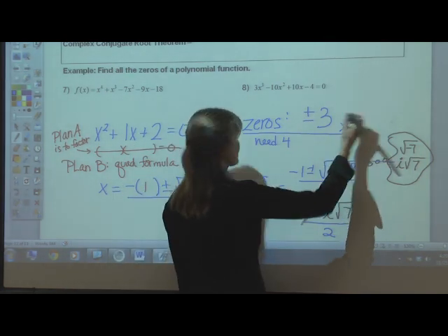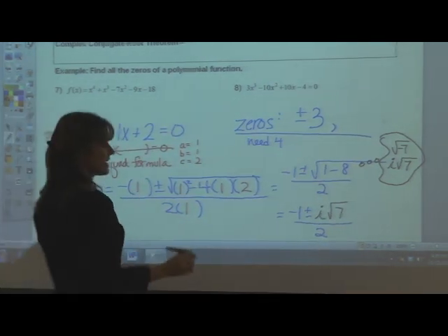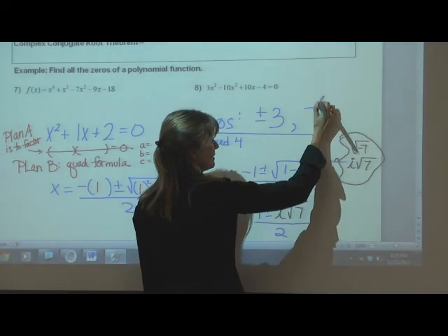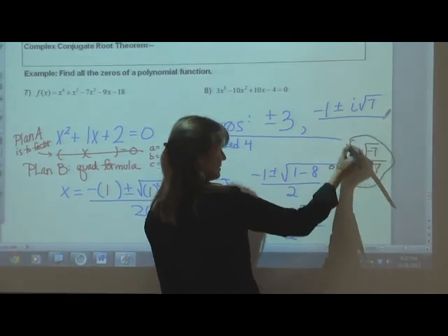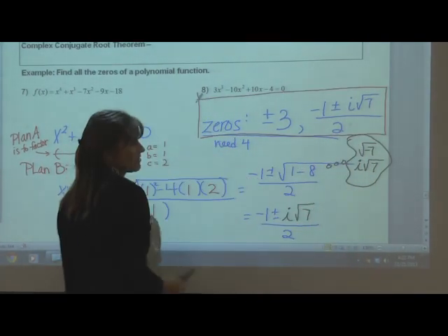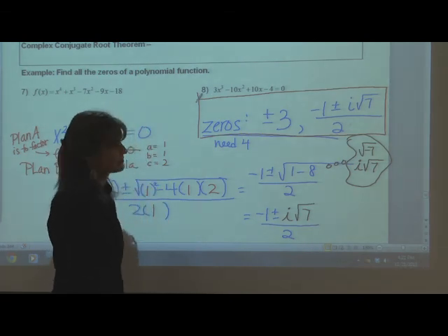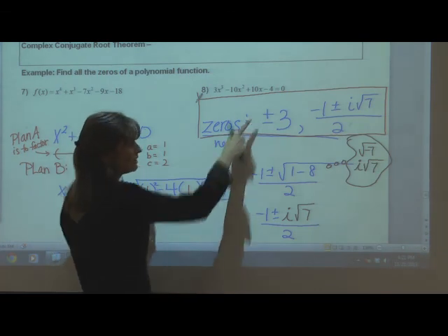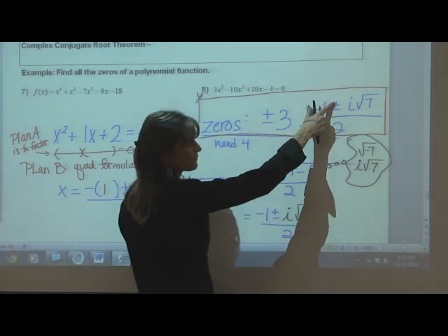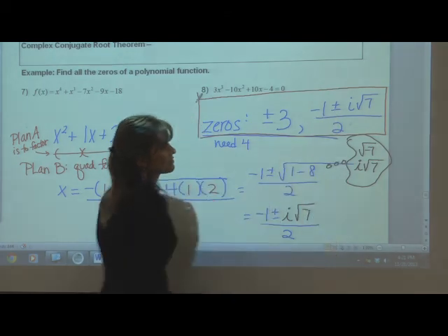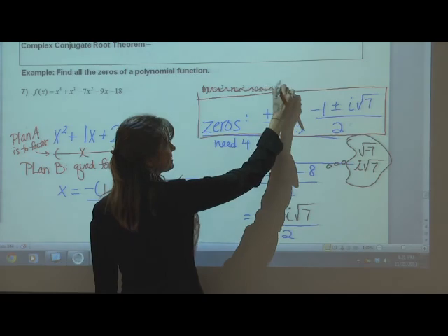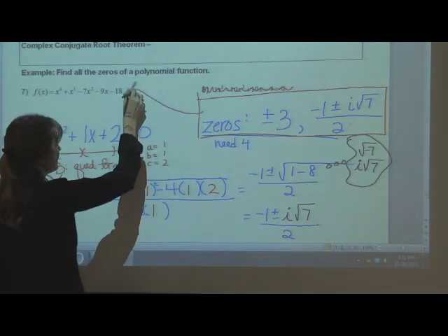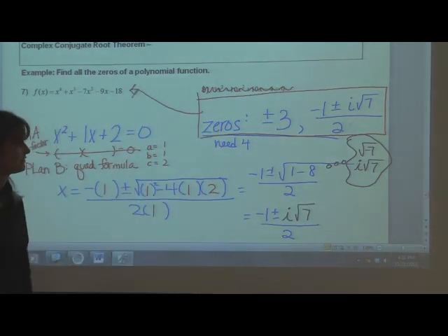So let me just take this and transfer it up to the top so that we can have our final answer all together. Negative 1 plus or minus i square root of 7 all over 2. And those, my friends, are your zeros. How many did I need? I needed 4. How many do I have? 1, 2, 3, and 4. So I am done. And by the way, those of you, these are not the zeros of number 8. These are the zeros of number 7.